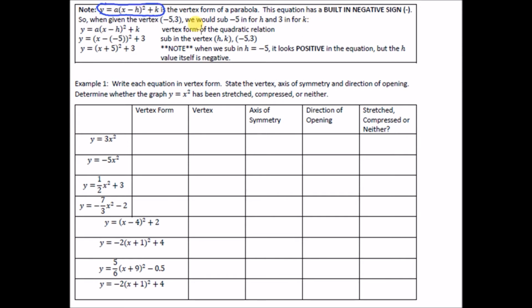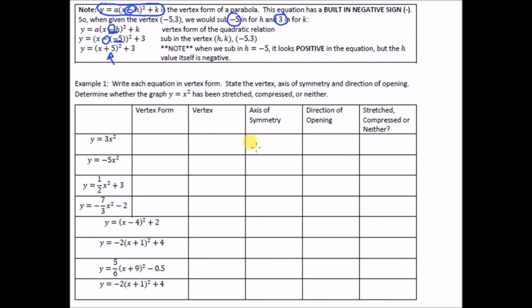This equation has a built-in negative sign, so I want to highlight this right here. When we're given the vertex -5, 3, what we actually do is we sub in that -5 and 3. So right here for this h, we sub in -5, but it also has that built-in negative sign. So the double negative is going to simplify to a positive. It's going to look positive. However, the h value itself is negative.